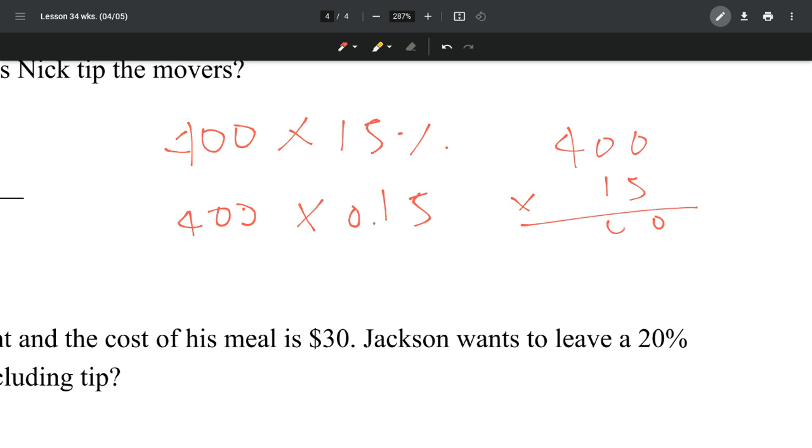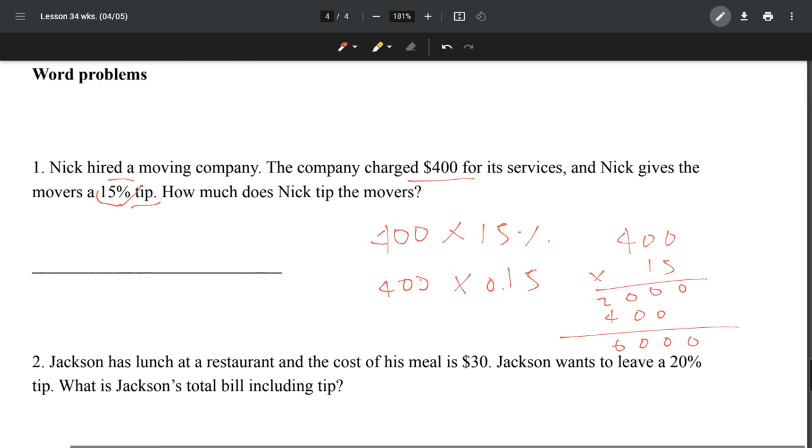That's 0, 0, 0, 0, 4. And our answer is 6,000. Is that our answer? No, right? We've got to remember to move the decimal point back. And so he tipped $60.